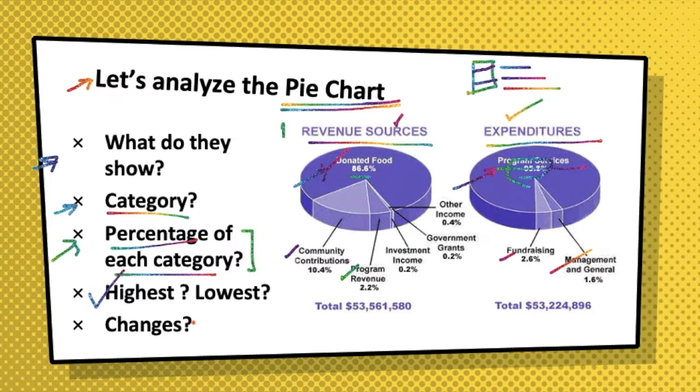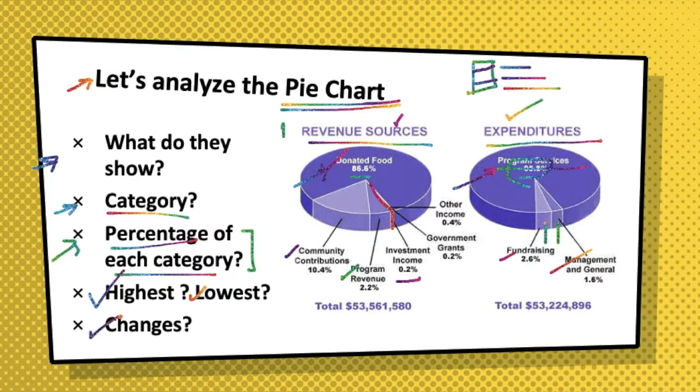Are there any highest ones or lowest ones? So I've just looked at the highest one, the lowest. How do you say the lowest one? You can say the marginal, minuscule, or meager, negligible, 0.2%, right? And here the lowest ones are fundraising and 1.6 if you compare it with program services.